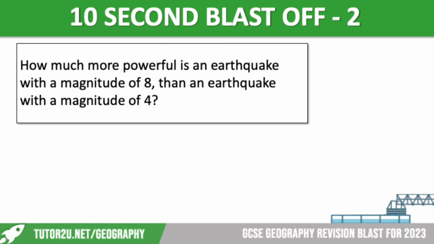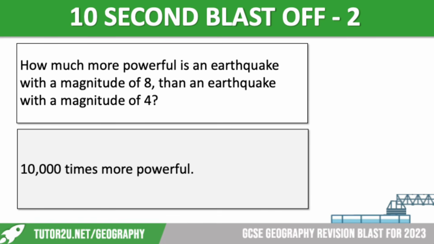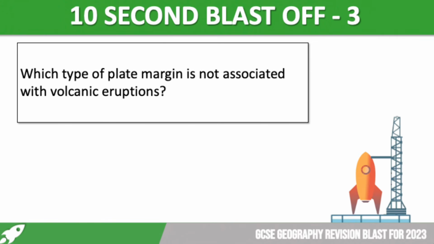Right, let's see if you've managed to work this one out. It is 10,000 times more powerful. So magnitude 4 earthquakes don't really cause much damage. They might knock the odd roof tile off a building. It feels a bit like a lorry rumbling past your house in terms of vibrations, whereas 8 is generally widespread devastation, huge death toll, pretty much the buildings razed to the ground, all sorts of things. What type of plate margin is not associated with volcanic eruptions?